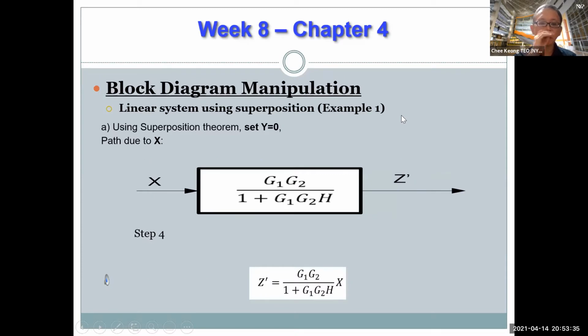We can simplify from step 3 to step 4 just by applying the G over 1 plus GH. So after applying the G over 1 plus GH, your G is G1, G2, then your H is H itself. So basically G1, G2 over 1 plus G1, G2, H. So that is basically applying rule 7, right? So therefore you can write in this sense Z prime over X is this expression. So Z prime is essentially this expression multiplied by X, right? So X multiplied by this expression gives you Z prime.